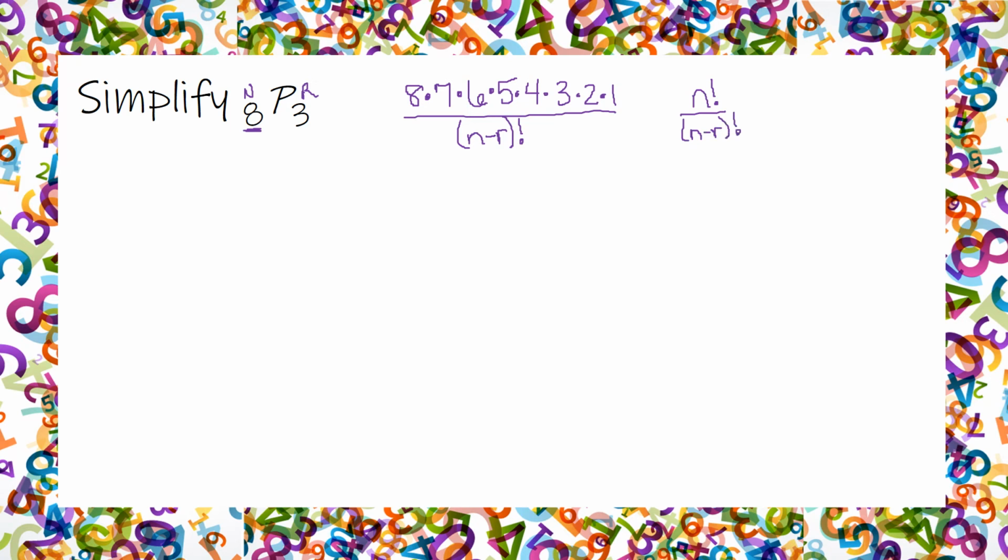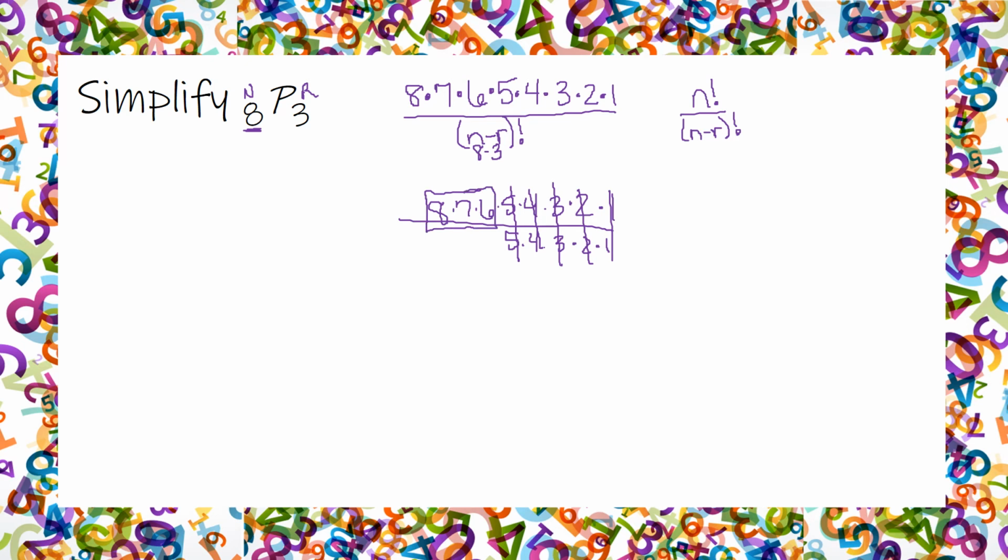Okay, I'm going to show you a simpler way to do it here in just a second. So n minus r, so 8 minus 3 factorial. So on the bottom, I would have 8 minus 3 is 5. So 5 times 4 times 3 times 2 times 1. So if you notice, the 5's cancel, 4's cancel, 3's, 2's, and 1's. So all you're left with is 8 times 7 times 6.